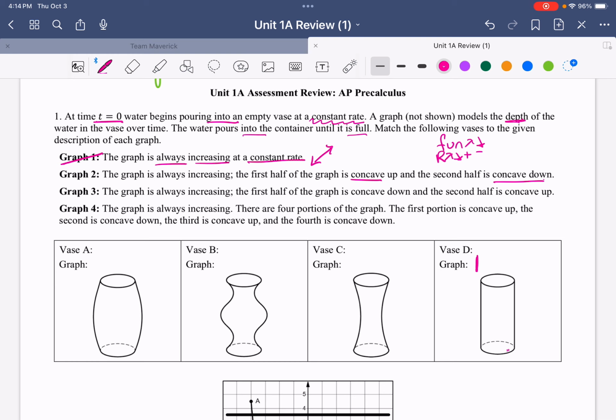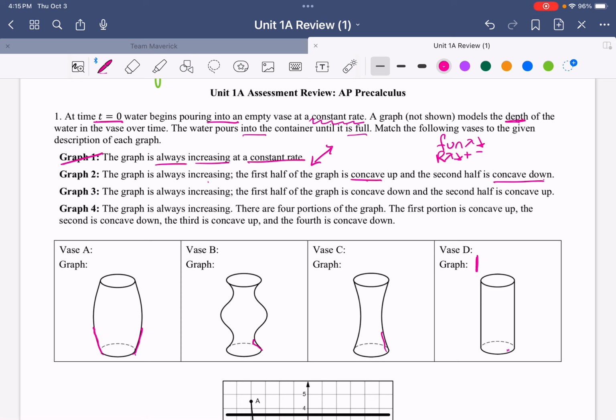Okay, so it says the graph is always increasing, which means water is always going in there. The first half is concave up, so the rate is increasing. If the water is going in faster, then it's going to get deeper quicker. So this one would be slowing down because my diameter is getting bigger. Here it looks like we'd be speeding up.